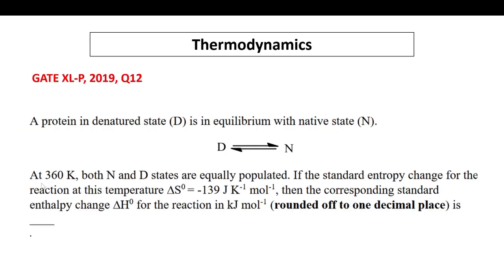And also we have the formula that del G naught is equal to minus RT ln K equilibrium. The R value, the gas constant, is already given, and the T value has been given in the question as 360 Kelvin. So you just need to put those values in, and since ln 1, the natural logarithm of 1, is equal to 0, this del G naught value will now become 0.